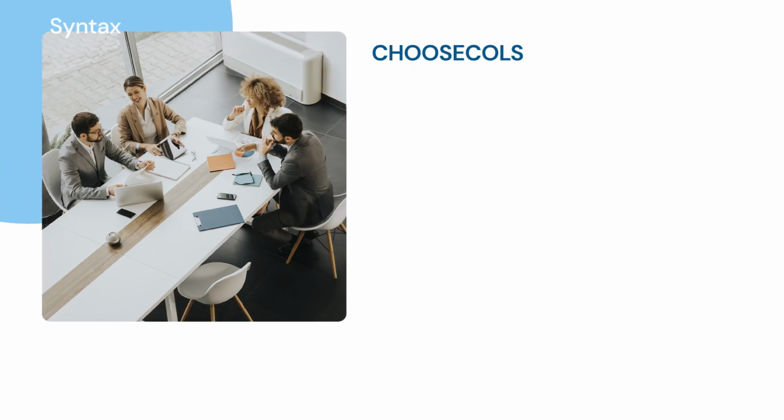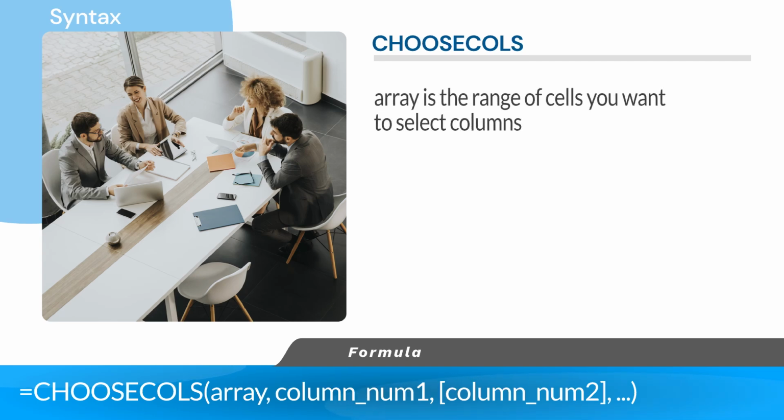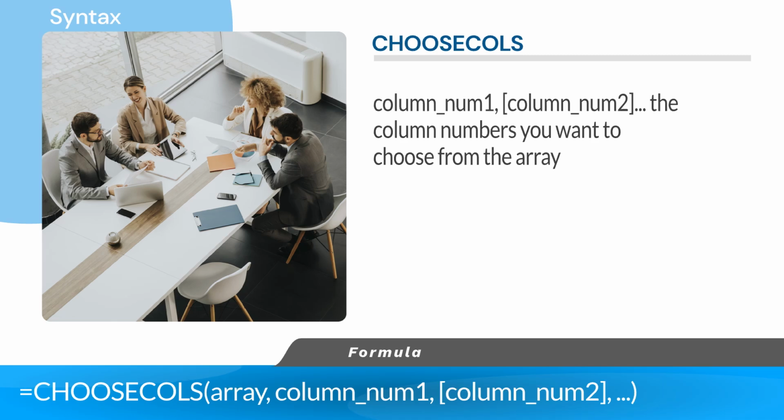Let's start by breaking down the syntax of the CHOOSECOLS function. Here's what each part means. Array is the range of cells you want to select columns from. Column number 1, column number 2, etc. are the column numbers you want to choose from the array.